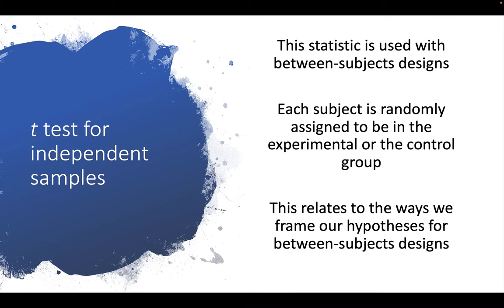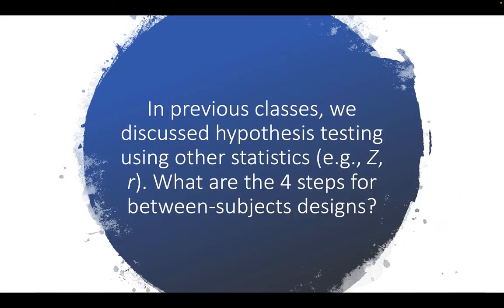In between subjects designs, each subject is randomly assigned to be in either the experimental or control group, one or the other, not both. And this relates to the ways in which we form our hypotheses for between subjects designs. So we've discussed hypothesis testing a lot in the last few weeks. You should be pretty well practiced in it by now. But let's review the 4 steps we've learned and how to apply them to the t-test.